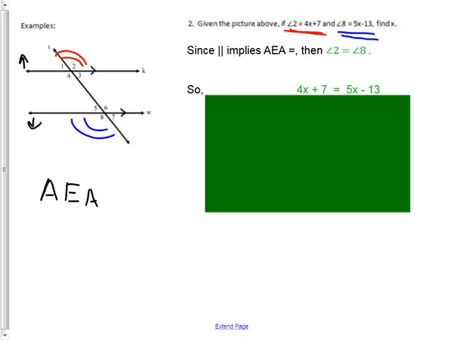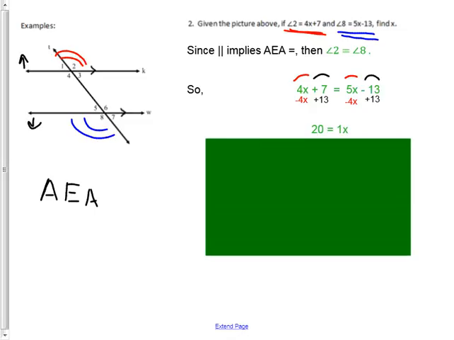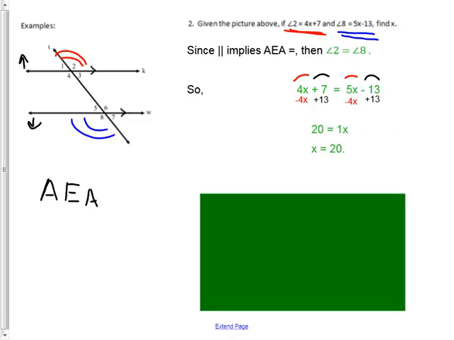Now that we have an algebraic equation like this, to solve for x, all we have to do is solve our equation algebraically. On both sides, we can subtract 4x to get all of our x's on one side, and we can add 13 to get all of our constants to the other side. So subtract 4x, add 13 on both sides. What that leaves us with is that 20 equals 1x, which is the same as saying x equals 20. So we found our x value.